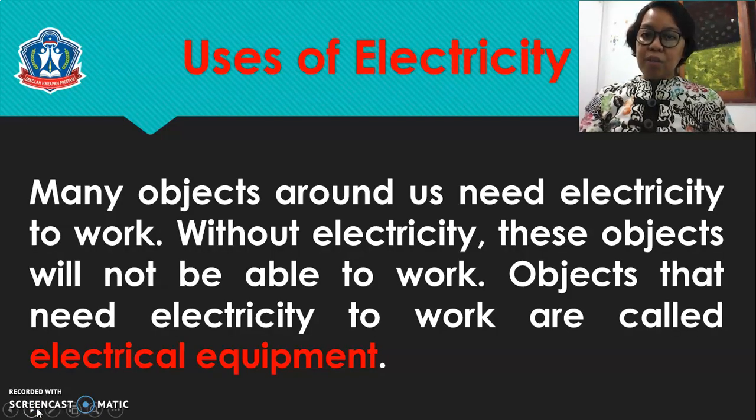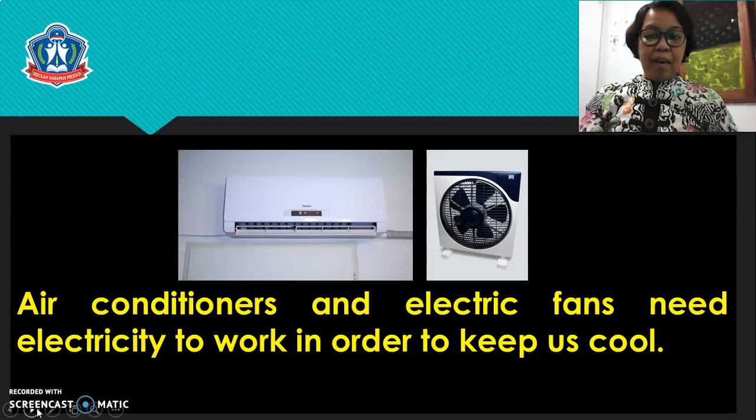Uses of electricity. Many objects around us need electricity to work. Without electricity, these objects will not be able to work. Objects that need electricity to work are called electrical equipment. Air conditioners and electric fans need electricity to work in order to keep us cool.